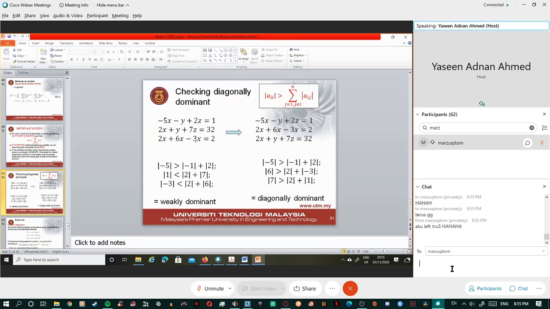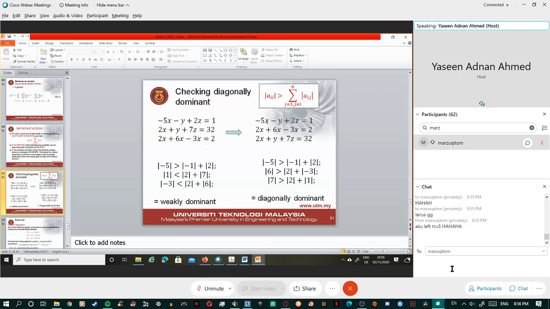How about the third row? This 3 is less than 8, right? So 1 is greater, but it is not satisfying all the conditions. So it is weakly dominant, not diagonally dominant. One diagonal element is okay, but the other diagonal element is not okay. So the bigger terms should be on the diagonal.